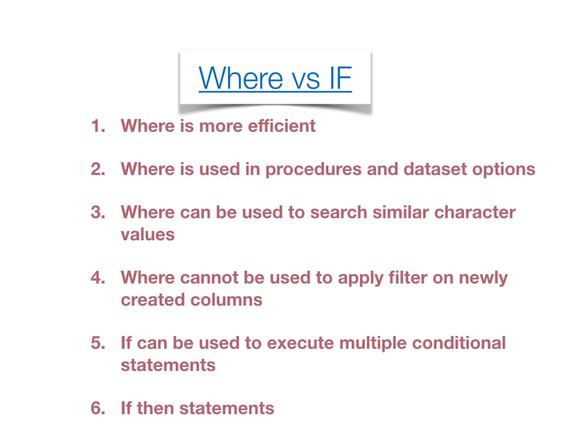So let's understand the basic difference between where and if. The first point says where is more efficient. What it means is where is faster. Now why is where faster? Where is faster because where puts the filter on the data before letting the data go into the buffer, and if puts the filter after all the processing is done, which makes where faster than if.